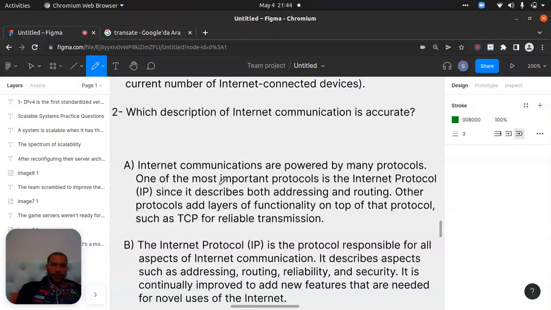Internet communications are powered by many protocols. One of the most important protocols is IP, as it describes addressing and routing. Other protocols add layers of functionality on top of it, such as TCP. Yes, this one.